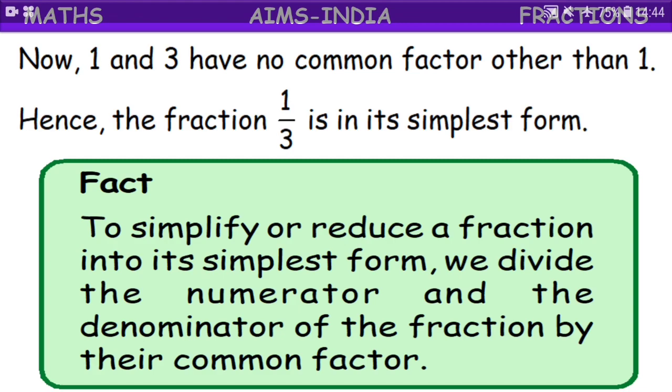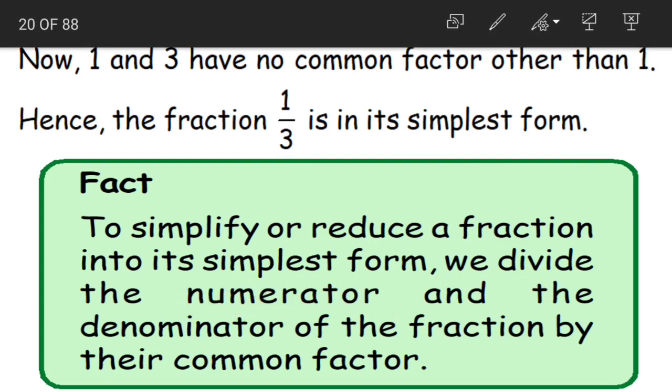Understood children? The concept of simplest fraction? Now 1 and 3 have no common factor other than 1. Hence, the fraction is in its simplest form. Now let us look at a fact here. To simplify or reduce a fraction into its simplest form, we divide the numerator and denominator of the fraction by their common factor. Instead of common, if you understand it as highest common factor, it will be easy for you.